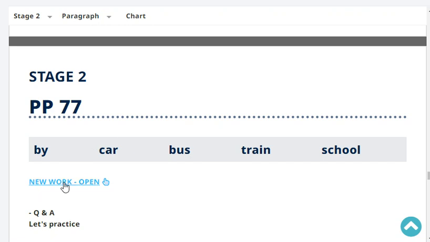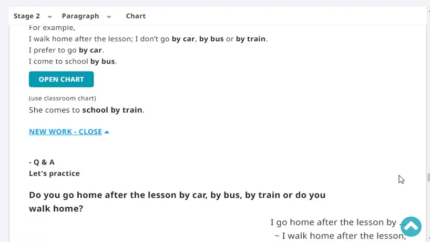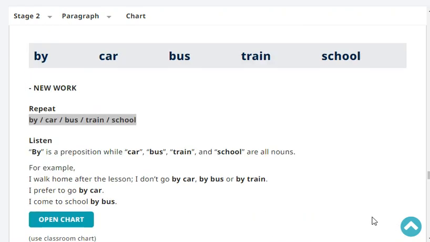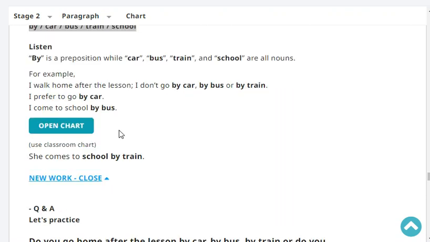Okay, next, repeat. By, car, bus, train, school. Very good. Okay, listen. The word by is a preposition, while car, bus, train, and school are all nouns. For example, I walk home after the lesson. I don't go by car, by bus, or by train. I prefer to go by car. I come to school by bus. He comes to school by train.